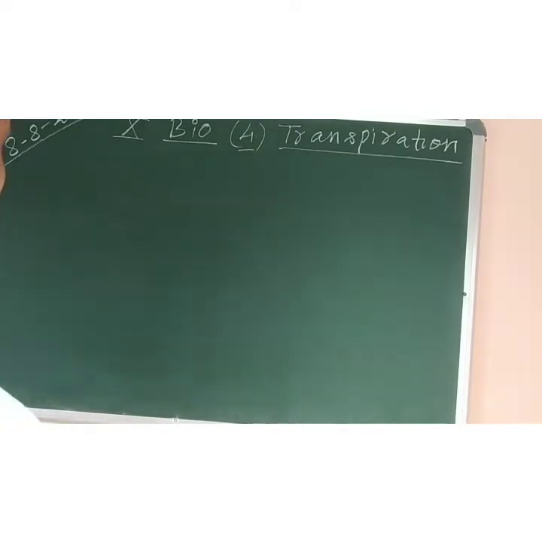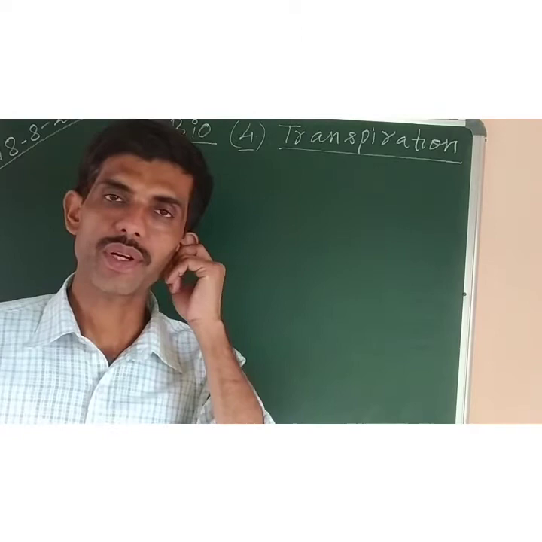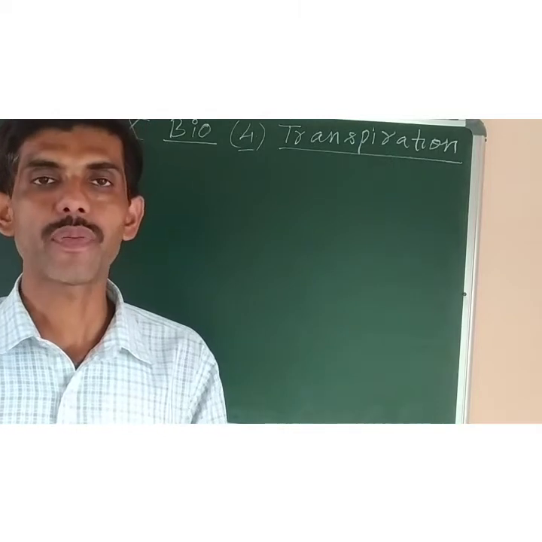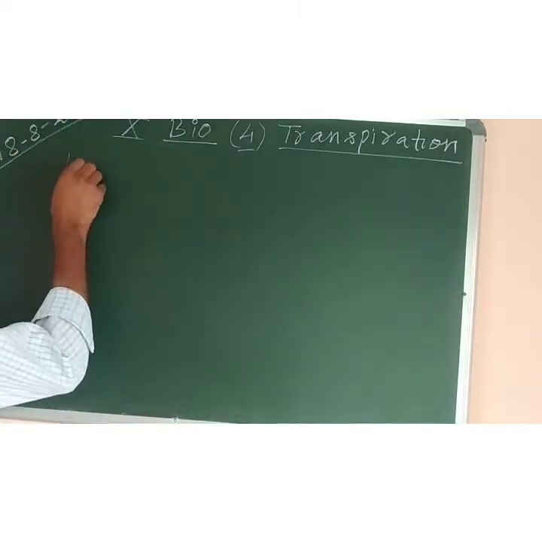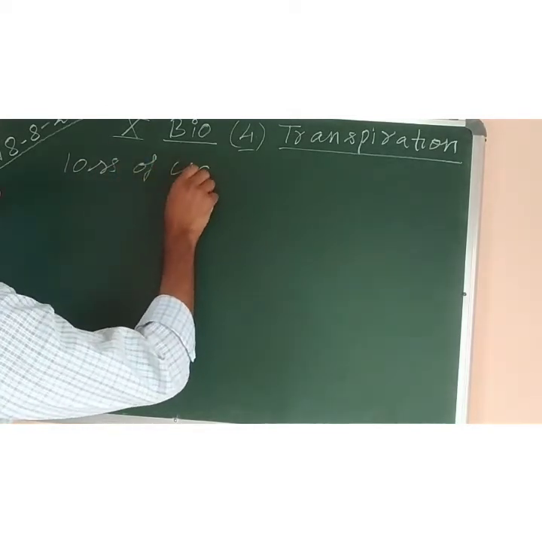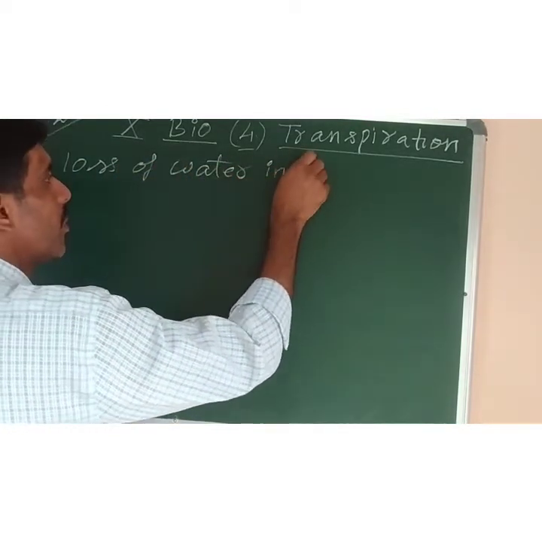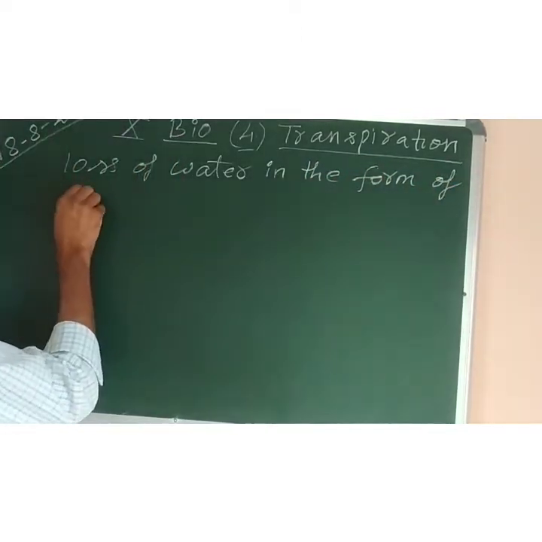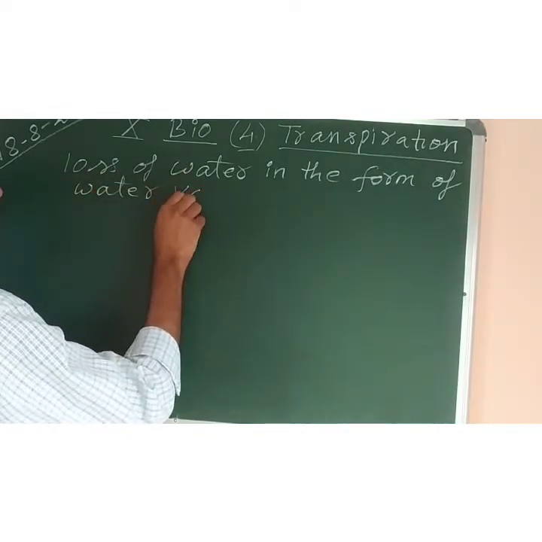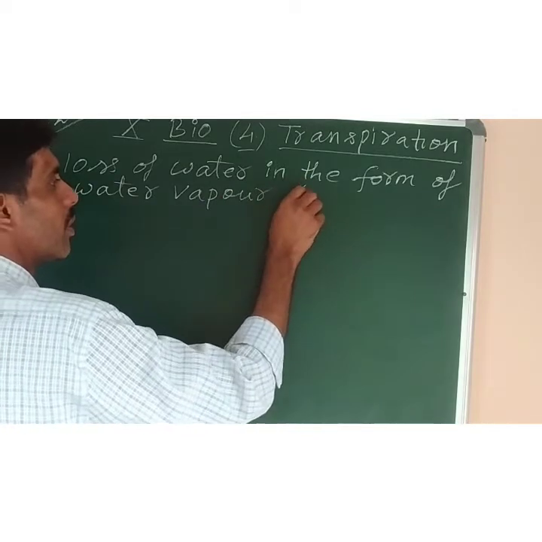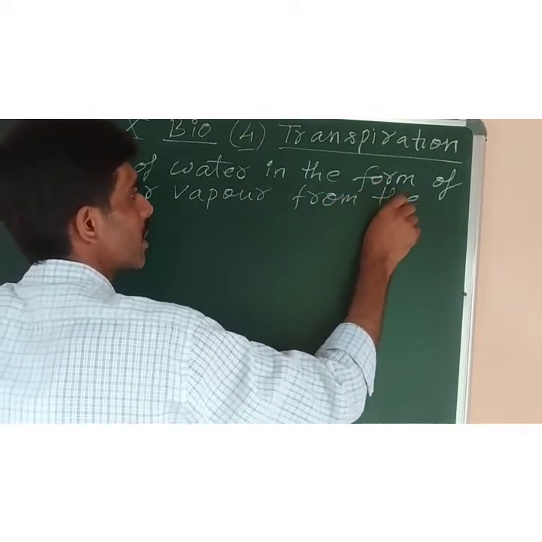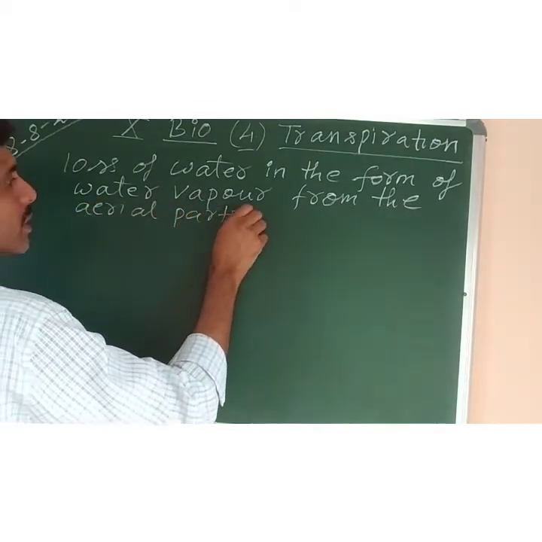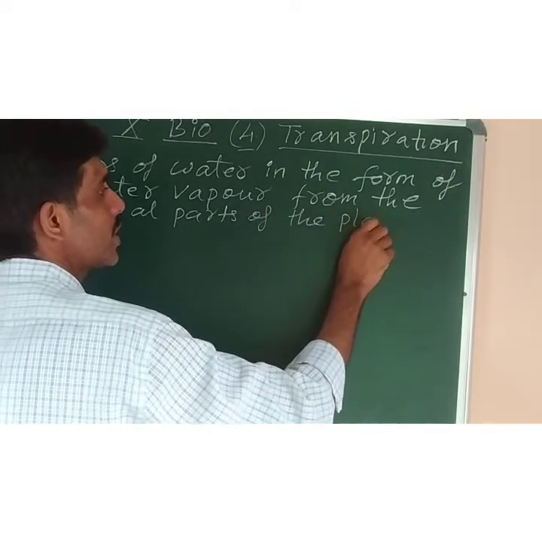Okay, now next you can see the heading I have changed. Transpiration. What is transpiration? First of all, the definition of transpiration: loss of water in the form of water vapor from the aerial parts of the plant. Water vapor means water in the gaseous form. Loss of water vapor from the aerial parts of the plant is called transpiration.